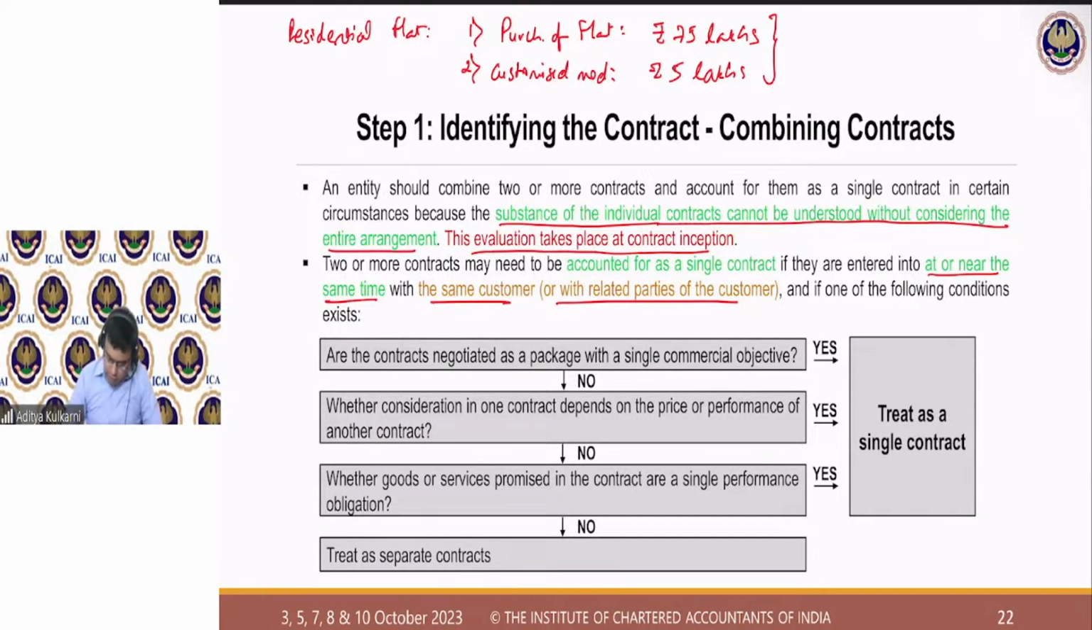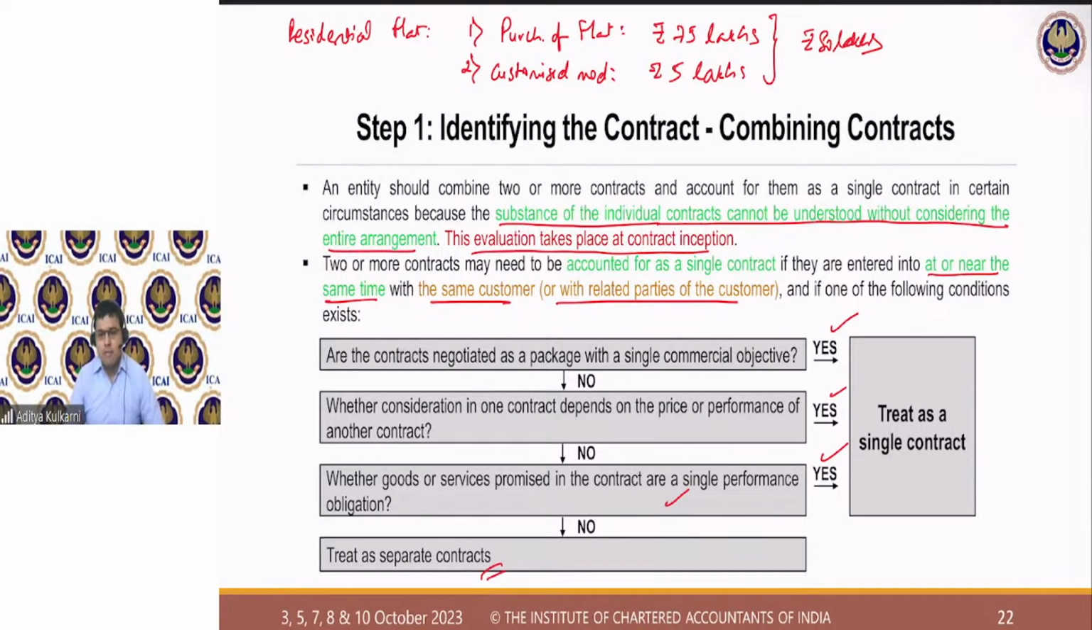And if one of the following conditions exists, what are the conditions? Are they negotiated as a package with a single commercial objective? If yes, for example, if they say that total consideration is 80 lakhs and it's negotiated as such, then you combine the contract. Whether consideration in one contract depends on the price or performance of another contract, if that be the case, you treat it as a single contract. Whether goods or services promised in the contract are a single performance obligation, yes, then you treat it as a single contract. If none of these conditions are satisfied, then you treat them as separate contracts.